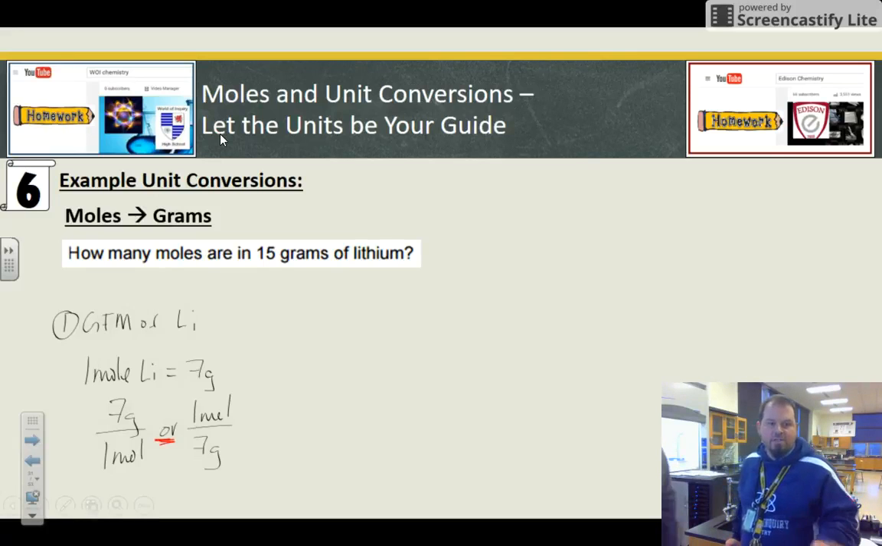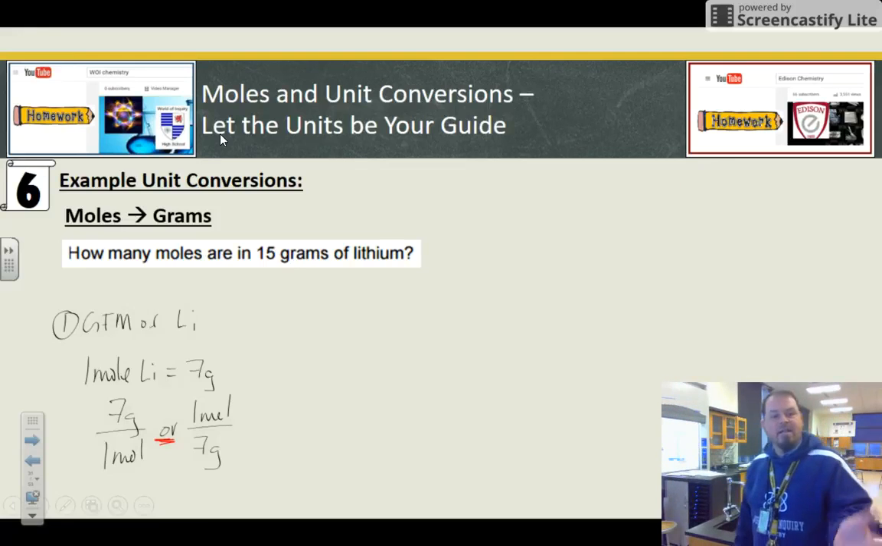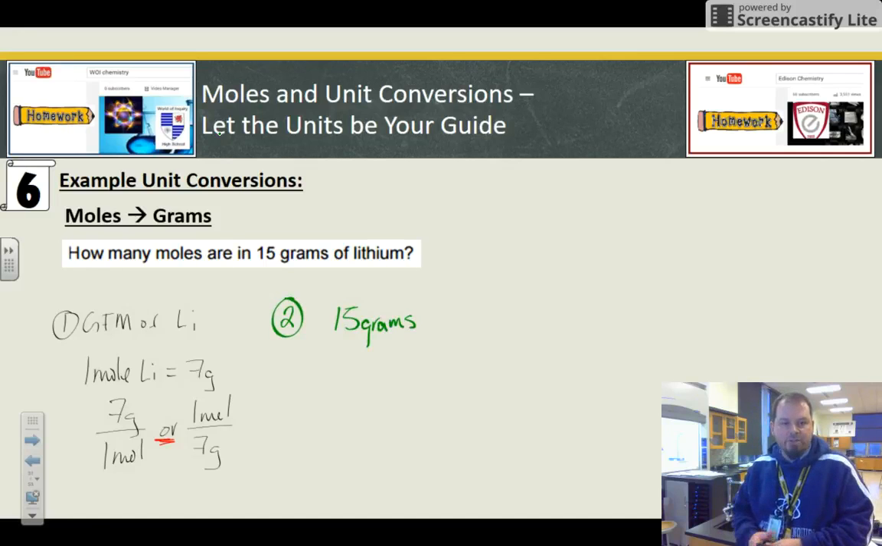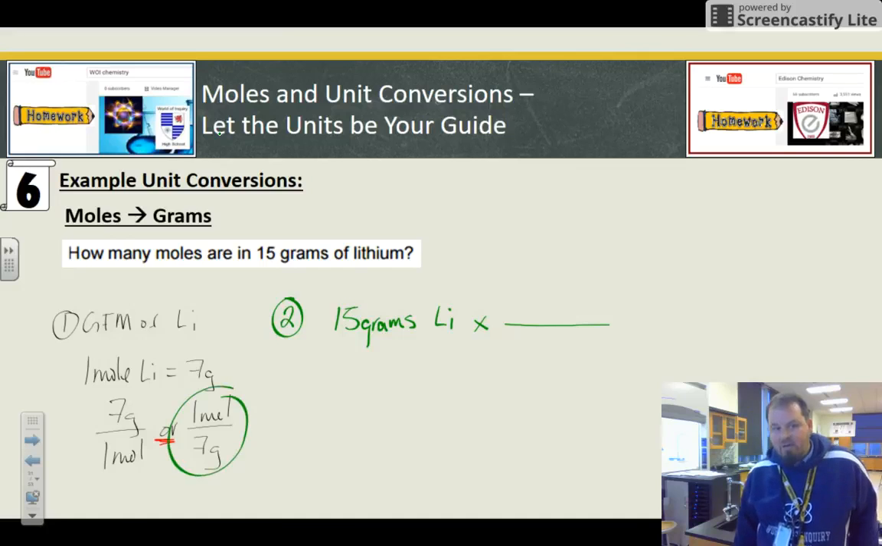You're not going to have to write that part out all the time. We're showing you our thought process. Now, it says start with what we're given. I'm given 15 grams of lithium. Now, I need to use the conversion factor that has grams of lithium in the denominator so that grams will cancel out. So I'm going to use 1 mole over 7 grams.